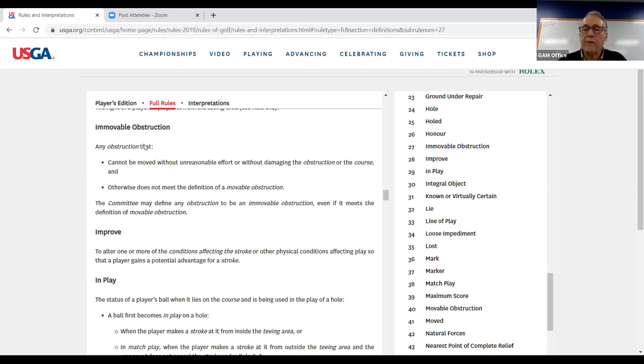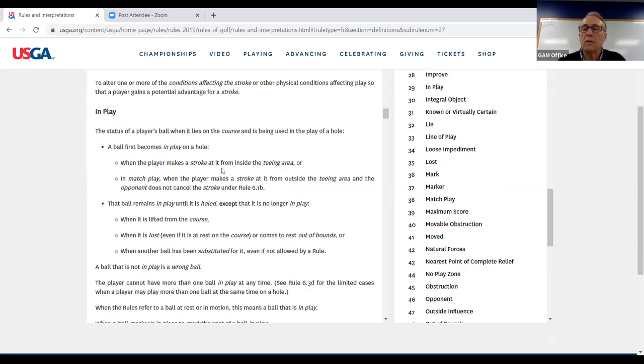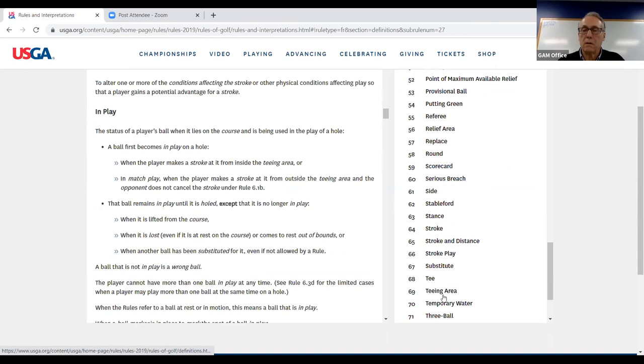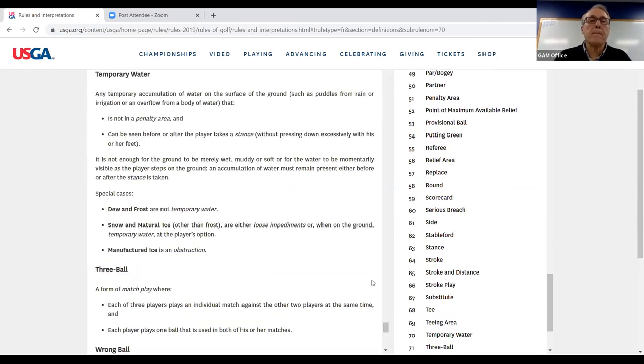Temporary water definition, we'll quickly just cover that. Temporary water is a temporary accumulation of water on the surface that normally is not going to be there under normal weather conditions. It's not in a penalty area. It cannot be in a penalty area. It can be seen before or after the player takes a stance without pressing down excessively with his or her feet. Oftentimes we'll see players trying to generate a temporary water situation by shifting their weight back and forth. We have to be careful in how we allow players to do that.